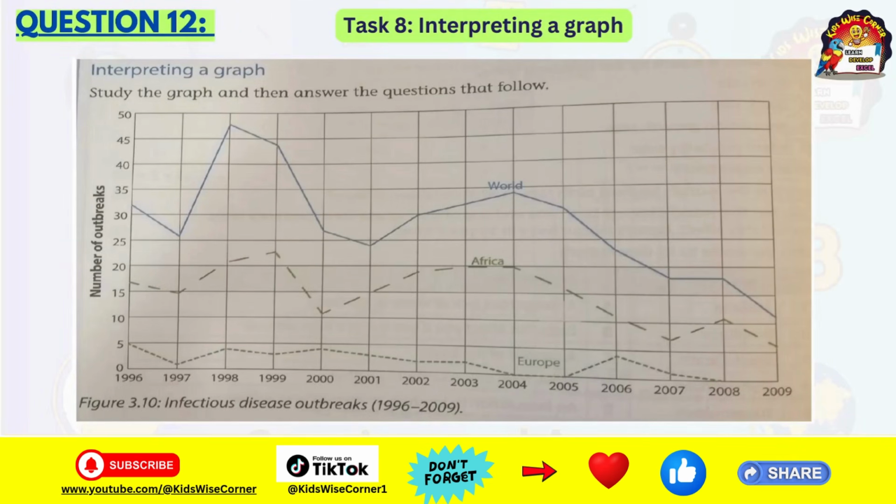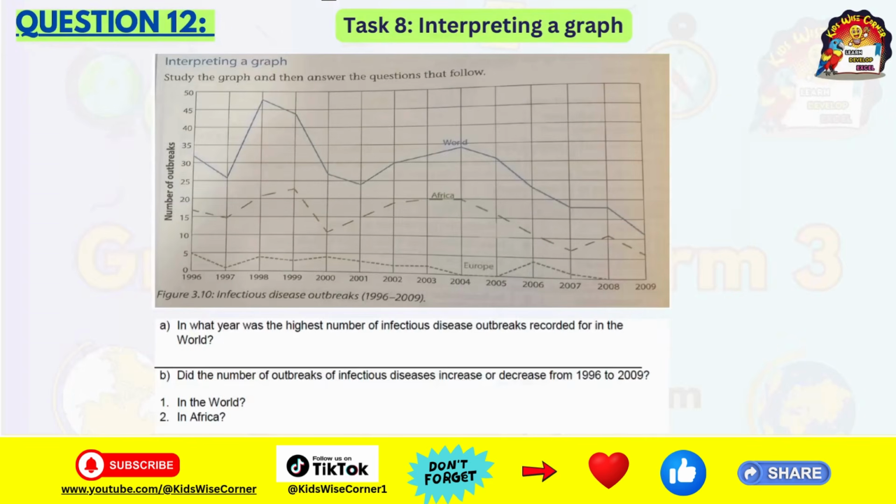Okay, we're almost to the end. We're studying the graph and answering the questions on infectious disease outbreaks. This is between the year 1996 to year 2009, where on the left-hand side we've got the number of outbreaks. At the bottom we've got the year, the timeline. We've got Europe, Africa, and we've got the world as well. Let's have a look.